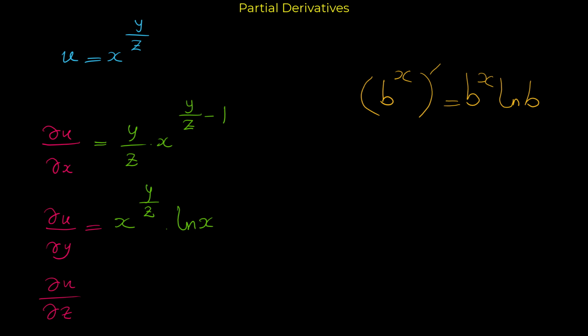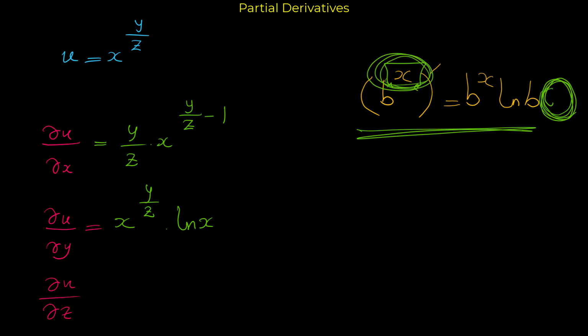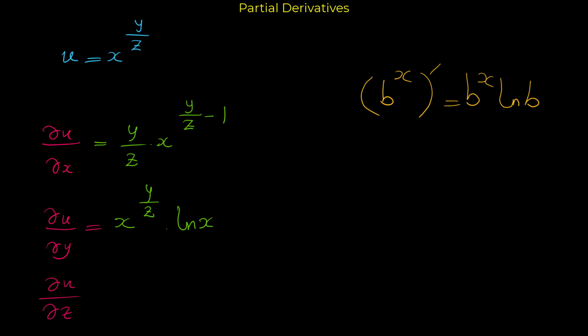No. Wait a minute. In this formula, the power is simply x. And we know that always at the end, based on the chain rule, we have to multiply the derivative of inside, which is derivative of x, which is 1. But in this example, the power is not simply y. If it was y, derivative of y is 1. But it's y over z. What is derivative of y over z with respect to y?